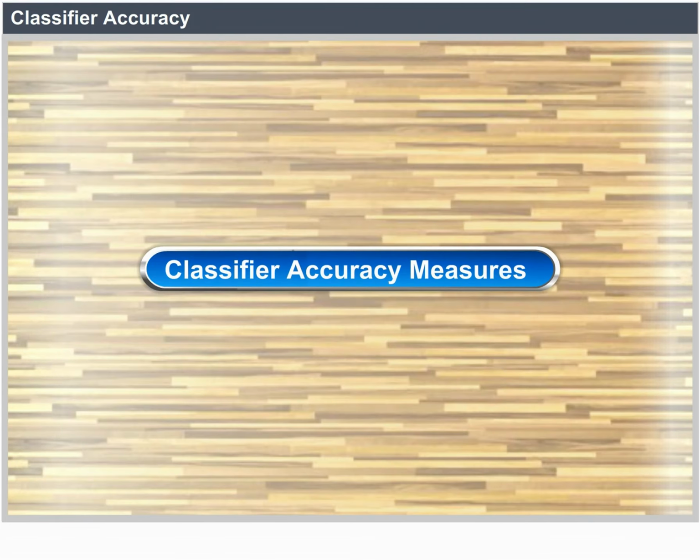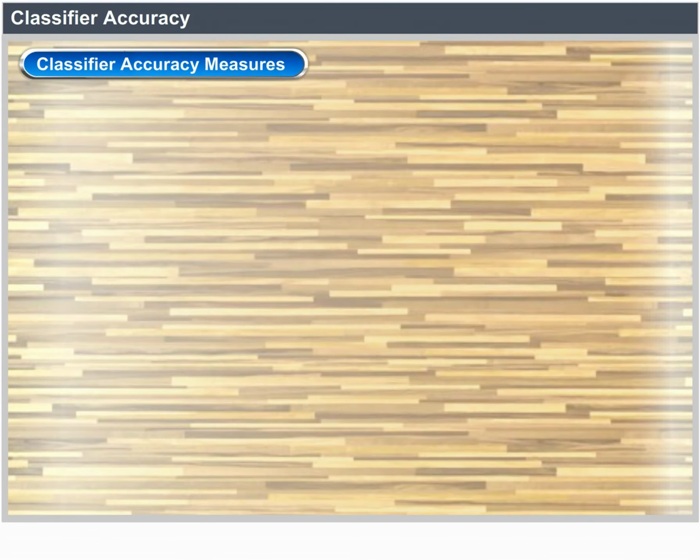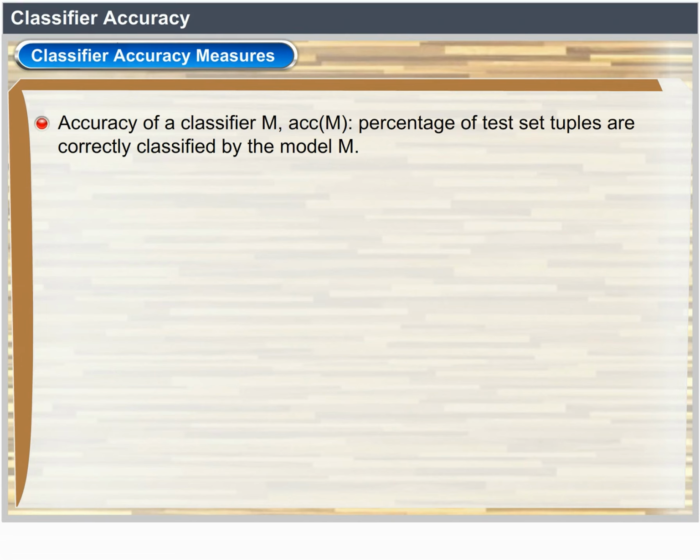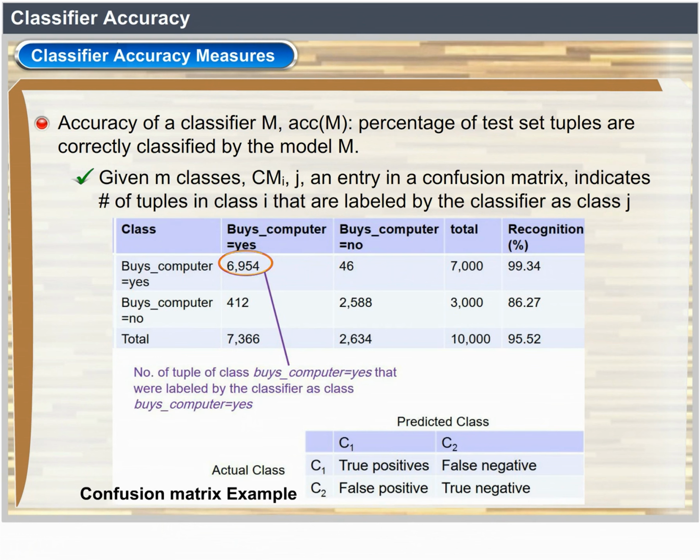Classifier accuracy measures. The accuracy of a classifier M, acc(M), is the percentage of test set tuples that are correctly classified by the model M. Error rate, or misclassification rate, of M equals 1 minus accuracy of M. Given m classes, CM(i,j), an entry in a confusion matrix, indicates the number of tuples in class i that are labeled by the classifier as class j.